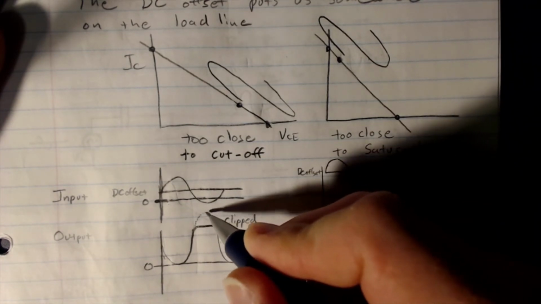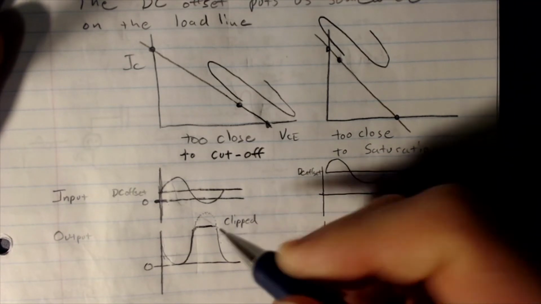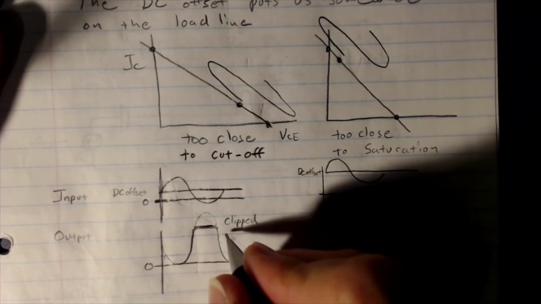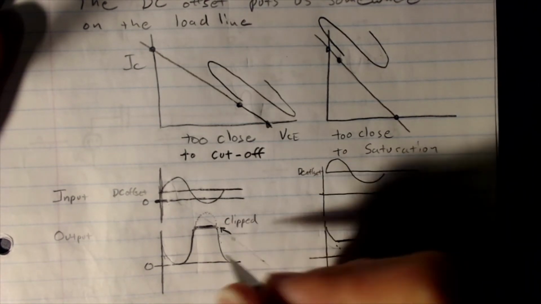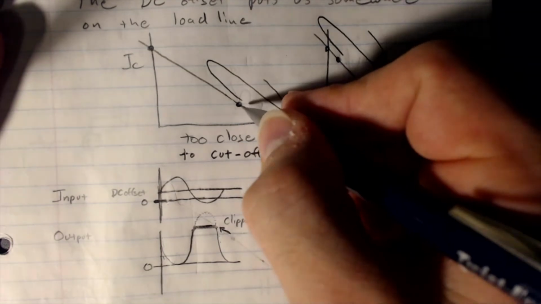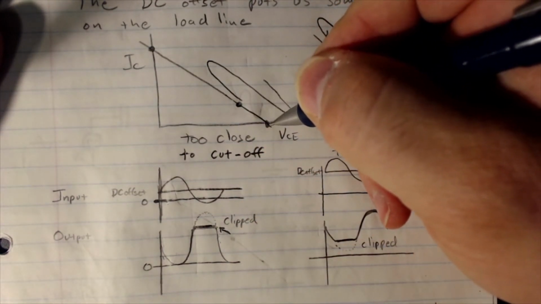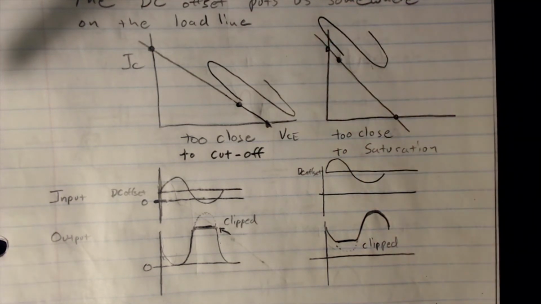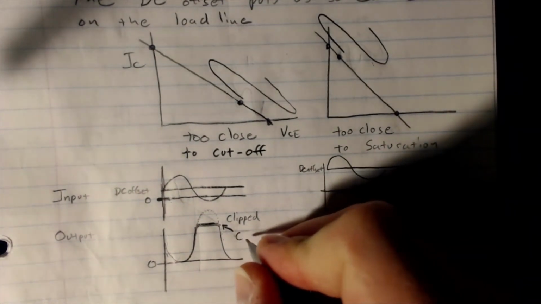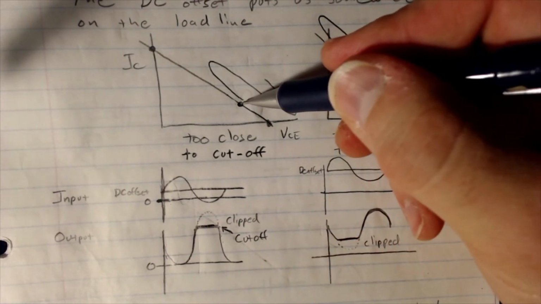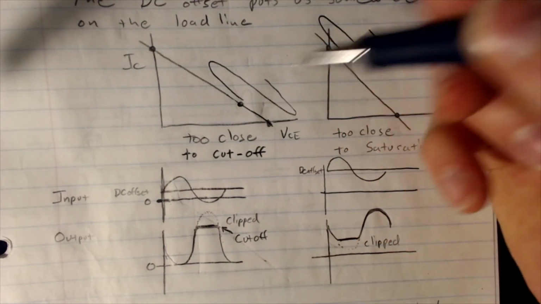We should have done this. However, that's not what we get. We get this flat line because at this point, we just hit cutoff. You can imagine that this Q point just slammed right into cutoff mode, and our transistor is just in cutoff. It can't do anything. It's just acting like an open switch. So this happens at cutoff if our Q point is too close to cutoff.